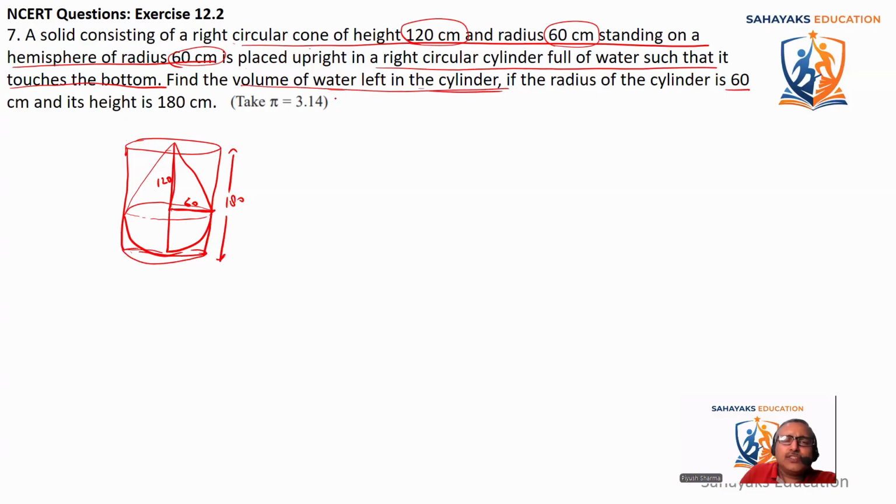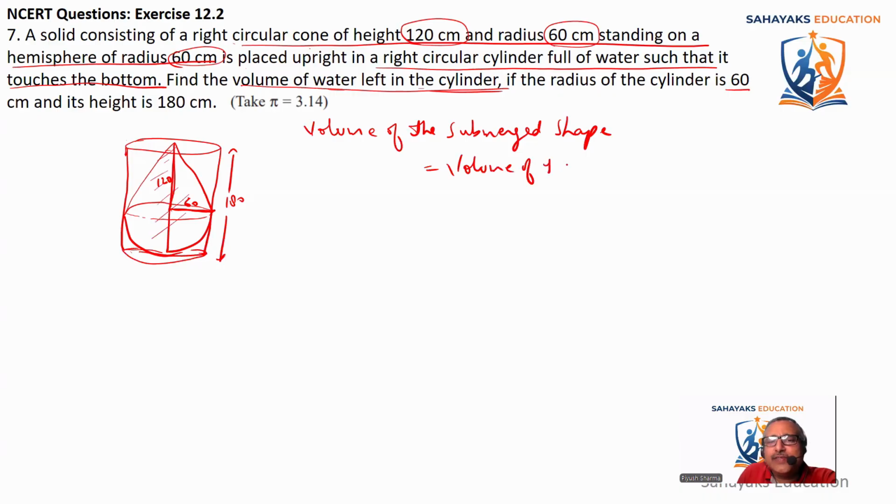So first of all, we need to find the volume of the shape inside. So this particular shape which is kept inside, first we have to find. So volume of the submerged shape is equal to volume of hemisphere plus volume of cone, isn't it? The volume of hemisphere plus volume of cone gives us the volume of the submerged shape.